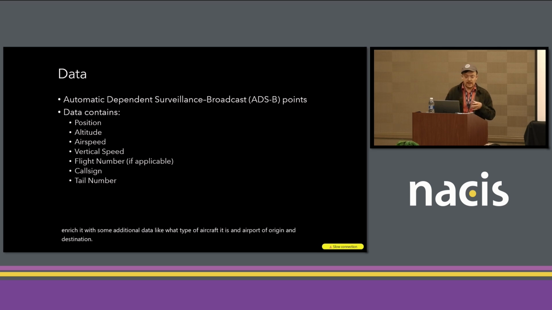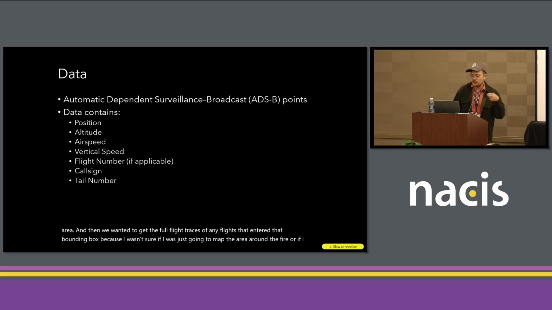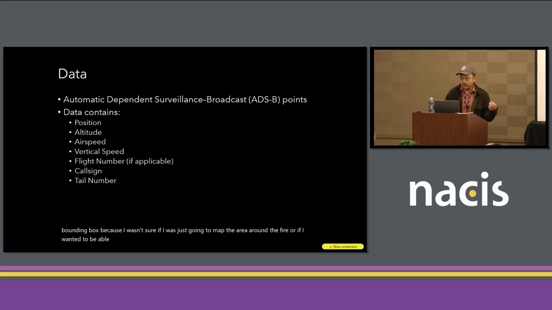So we had a bounding box around the Palisades Fire that went up to about 14,000 feet because we wanted to try to cut off any commercial traffic that was happening in the same area. And then we wanted to get the full flight traces of any flights that entered that bounding box because I wasn't sure if I was just going to map the area around the fire or if I wanted to be able to trace it back to the airports that they were being deployed from.